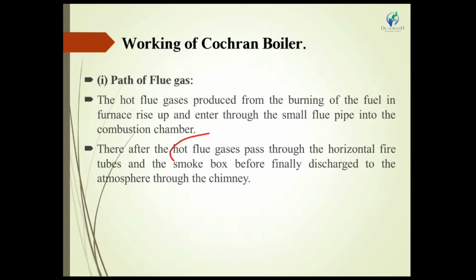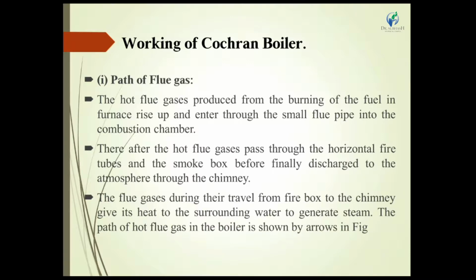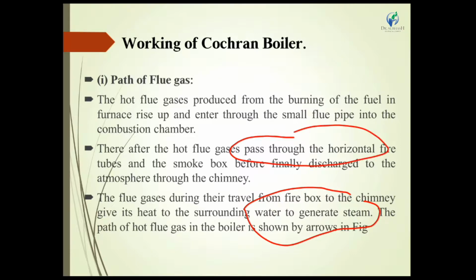But as the hot flue gas passes through the horizontal fire tube, heat is transferred from the pipe to the water, and the water is converted to steam. The flue gases, during this travel from the firebox to the chimney, give their heat to the surrounding water to generate steam. That's for the main topic. The path of the hot flue gases in the boiler is shown by arrows in the figure.